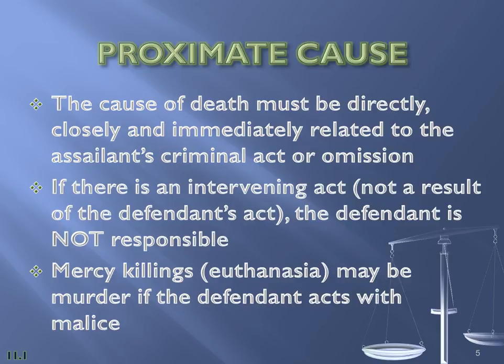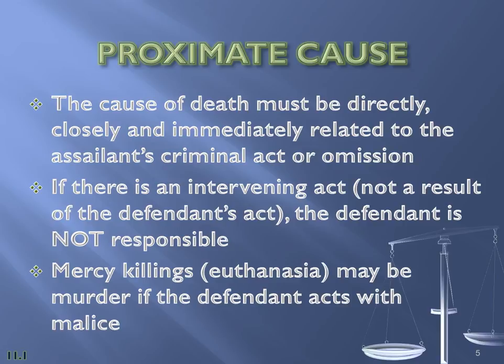Well, what does it really kind of mean? So the cause of death must be directly, closely, and immediately related to the perpetrator or the suspect's criminal act or omission. Now, if there is an intervening cause of death which is not the result of the defendant's act, so that death is not connected in a regular chain of causes and consequences, if you will, the defendant is not responsible. However, if a mortal wound was inflicted by an assailant and a second assailant inflicts another mortal wound, neither assailant is relieved of his or her responsibility for the death of a victim.